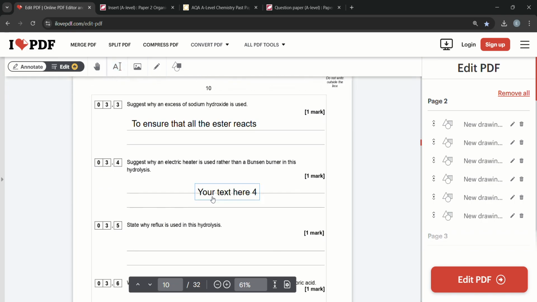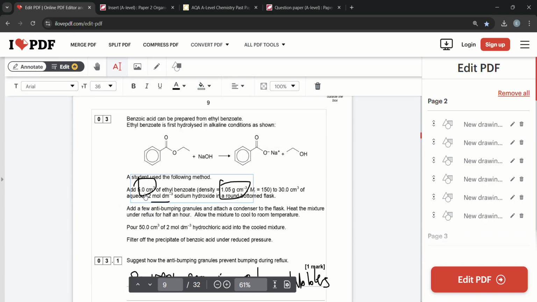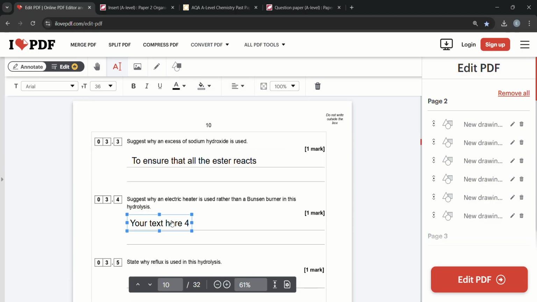So why is electric heat used rather than a Bunsen burner in hydrolysis? What are we working with? We're working with ethanol. And ethanol, you should know, is very flammable.